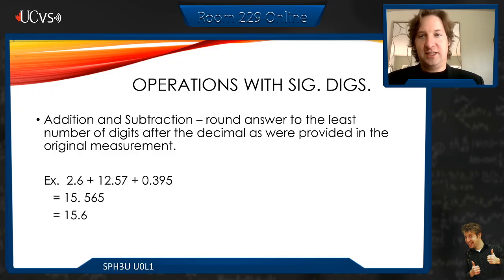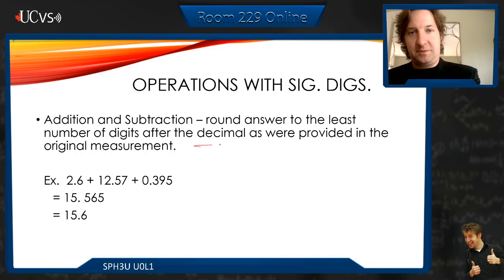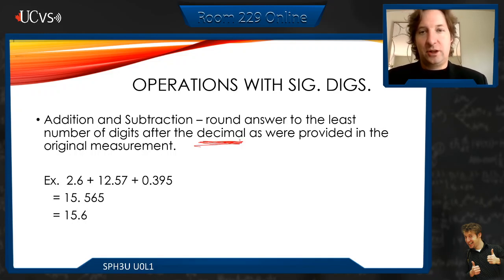Now, how do we actually do operations with these? There are going to be two rules: an addition and subtraction rule, and a multiplication rule. For addition and subtraction, we always round to the lowest number of decimals. So the decimals matter in addition and subtraction, the lowest number of them in the measurements that are provided.